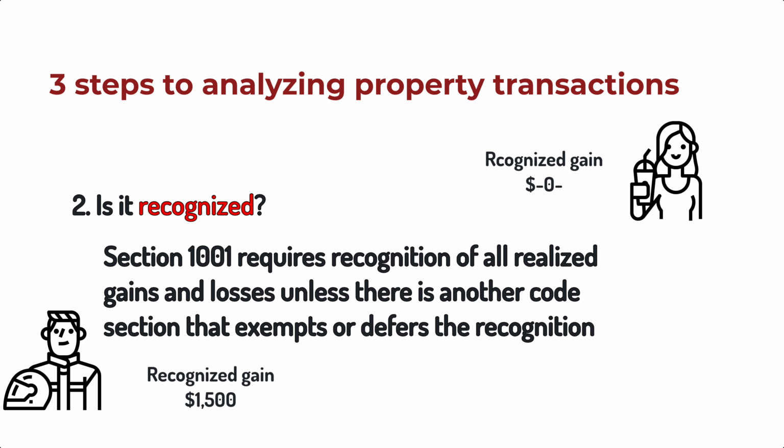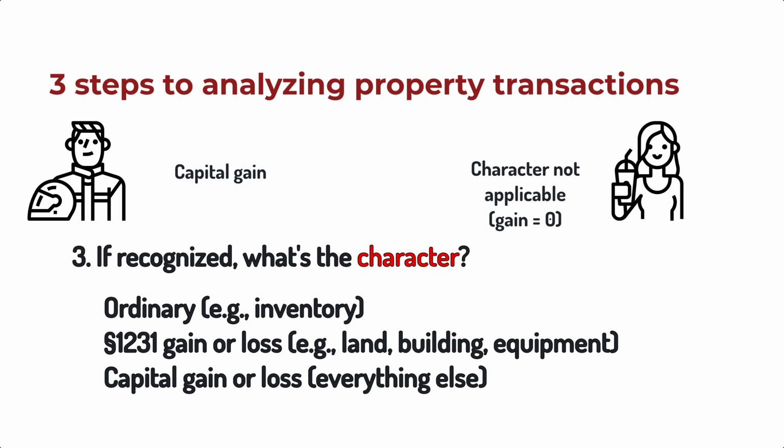We know that gains and losses are recognized by default unless we can find a code section that exempts it. We cannot find another code section that exempts it. Therefore, the entire $1,500 is recognized and shows up on the tax return. The third step is, what is the character of this $1,500 gain? It wouldn't be ordinary unless he intended to sell the car as inventory to customers in a business. It wouldn't be Section 1231 unless the car was a fixed asset in an existing business. So therefore, it's most likely capital gain and taxed at capital gain rates.